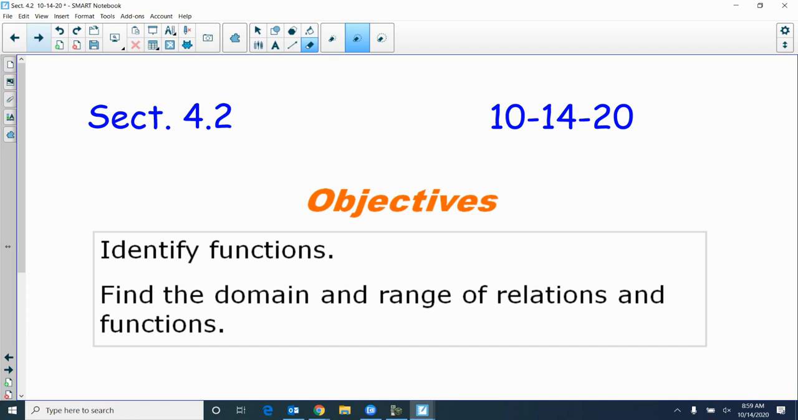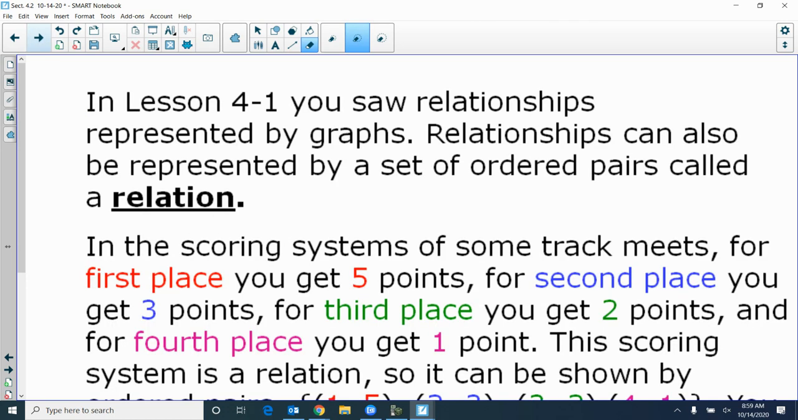All right, it's not difficult. It says right here, we're going to identify functions and we're going to find the domain and range of relations and functions. So we're going to have to define it and we'll talk about how to figure that out. Now, this first part here, a relation is anything that can be represented by a set of ordered pairs.